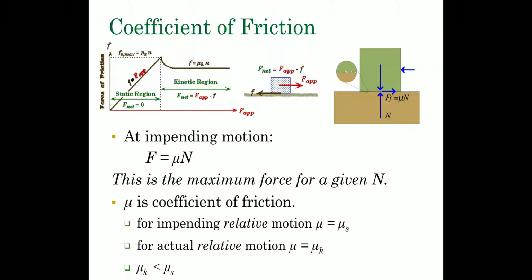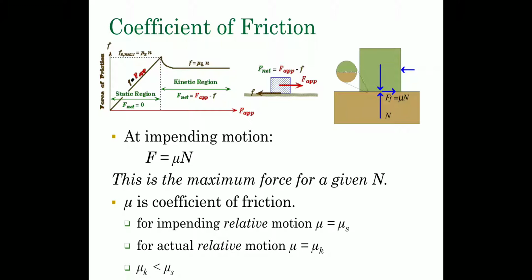So here see this image, force of friction. When the applied force is 0, the frictional force is also 0. Then when the applied force is increasing, the frictional force also increases to a maximum level, that is mu s into N. Then after that, the body starts moving.